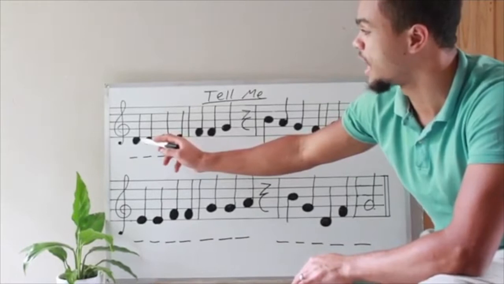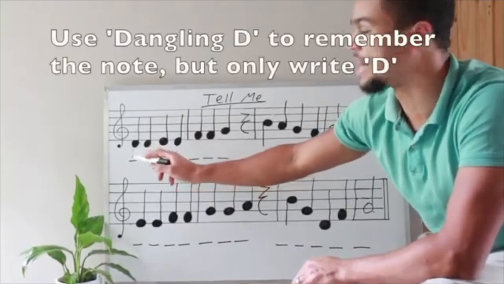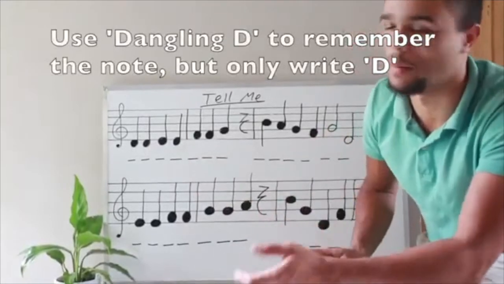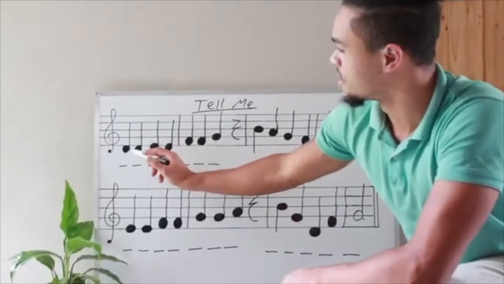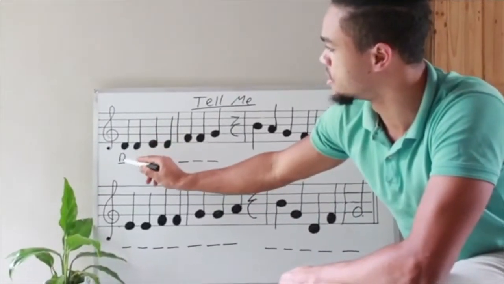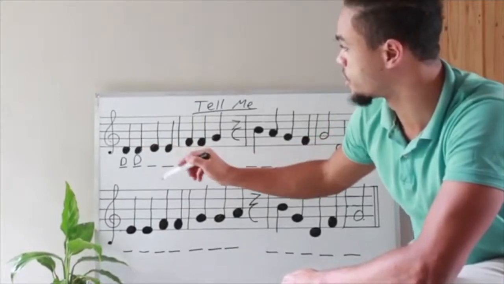So if it's under the line, we call this dangling D. But we don't write dangling D, no, we just write D. Dangling is just a good way to remember it. Like, oh, he's dangling, so that means he's a D. So, dangling D gets the letter D. Don't forget, we're going to see some more dangling Ds later on in that piece, okay?